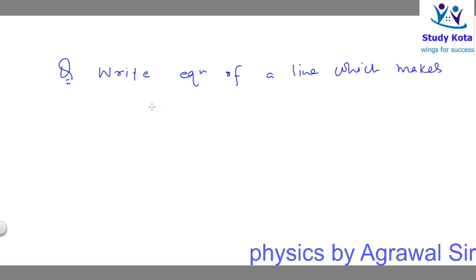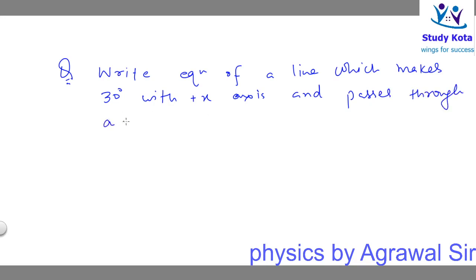Suppose the question is: write the equation of a line which makes 30 degrees with the positive x-axis and passes through the point (2, 3). So how to solve this?